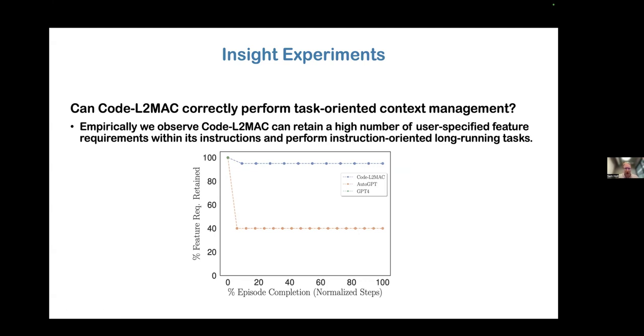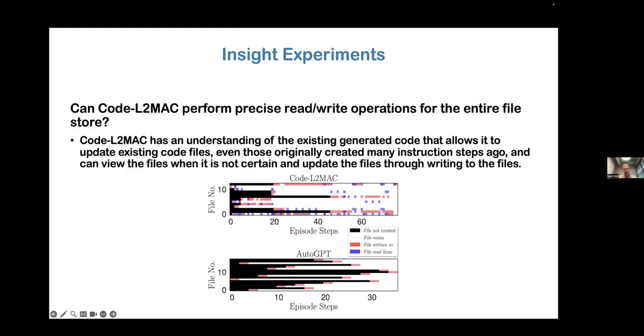So we also performed some insight experiments. Can L2MAC correctly perform task-oriented context management? This is essentially not removing stuff from the context. Practically, it can observe code and retain a high number of user-specified feature requirements within its instructions and perform instruction-oriented long-running tasks. AutoGPT, if you give it a detailed prompt, will summarize the prompt into 6 short sentences or high-level goals, whereas L2MAC can save a lot of the detailed prompt requirements into detailed instructions, and that really helps it by not forgetting what the user asked it to do.